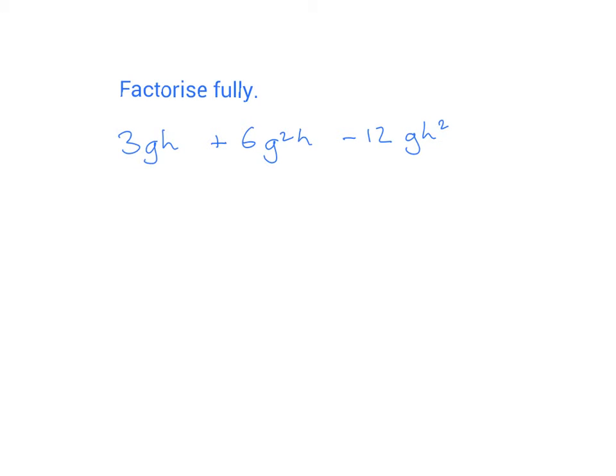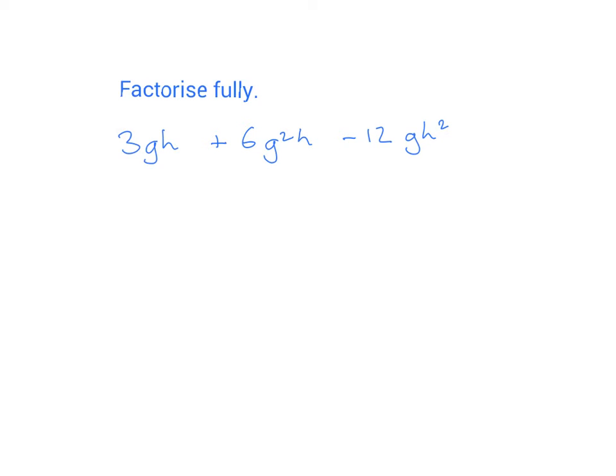Okay, so you don't just have to have 2 terms, it can be more than 2 terms, and you can still put that into a single bracket. So what are the common factors here? Well, looks like we've got a 3 here, we've got a g in each case, and we've got an h in each case. We can't take any more than g out. We can't take g squared because there's not g squared here. We can't take out h squared because this is only h to the power of 1 as well.